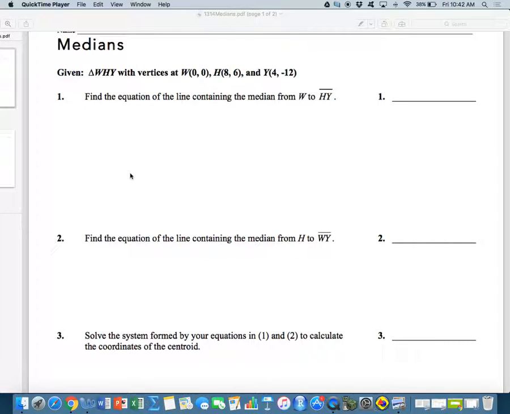Medians. So we did this in chapter 5. Before we jump into the first problem, does anybody remember what a median is? It's a type of segment. Doesn't it connect an angle to a... It connects a vertex to the opposite side, but how? It goes to a very specific point. The midpoint. Okay, write that down. A median connects a vertex of a triangle to the opposite side's midpoint.